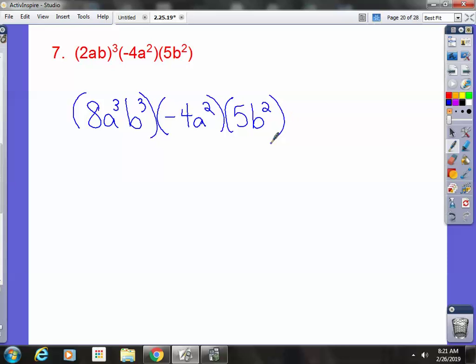I always try to take care of my coefficients first. Coefficients are big numbers. They do what big numbers do. What are we going to do with these big numbers? Multiply them. Now, multiplication is commutative. I'm going to do negative 4 times 5 first. Negative 4 times 5 is negative 20. What's negative 20 times 8? Well, what's negative 2 times 8? Negative 2 times 8 would be negative 16. Add a 0.